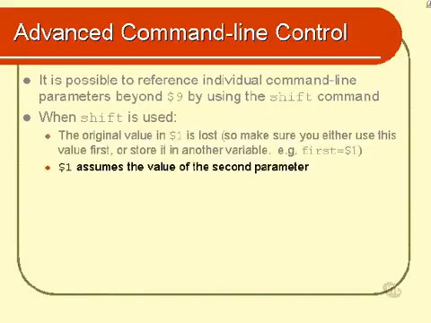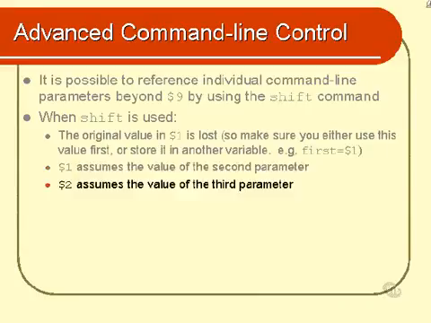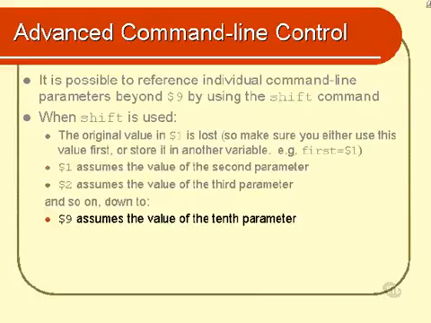Now that's not the only thing that happens. $1 then is set to the value of the second parameter. So in other words, instead of $1 pointing to the first parameter, $1 now points to the second parameter, $2 points to the third parameter, and so on down to $9, which points to the 10th parameter. So you can see they've all been shifted along by 1, which is of course why the command is called shift. Let's have a look at that in action.